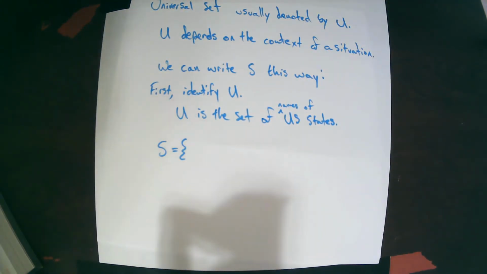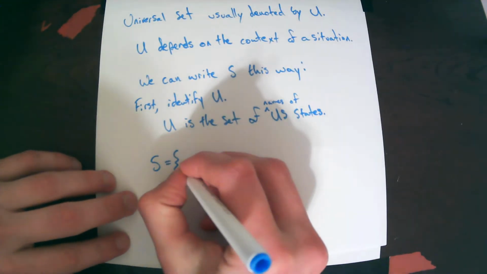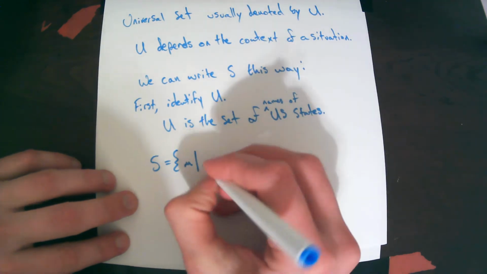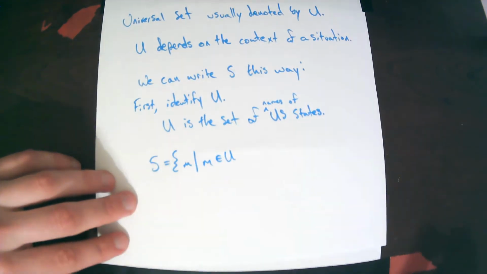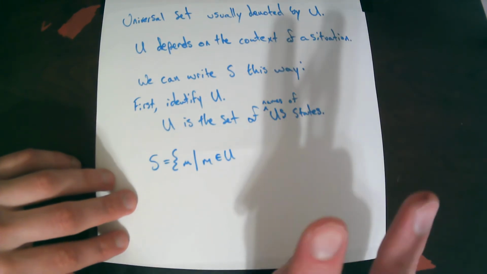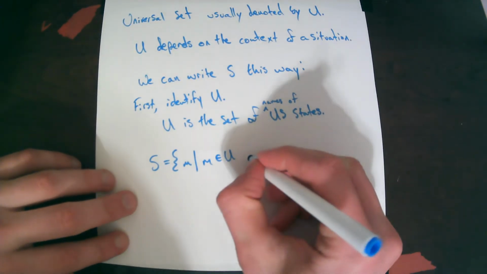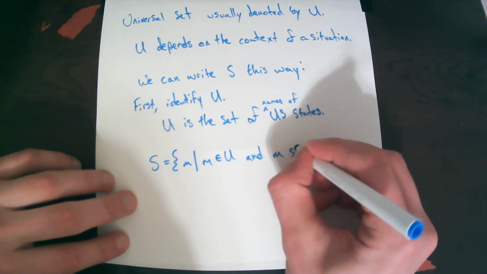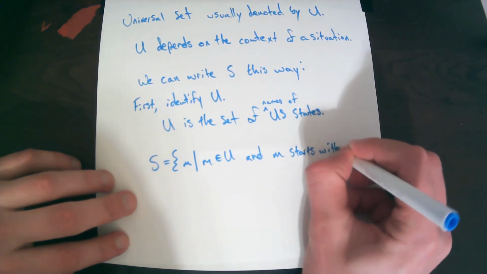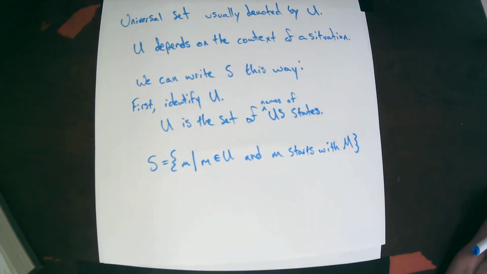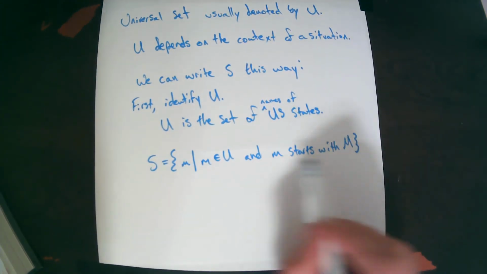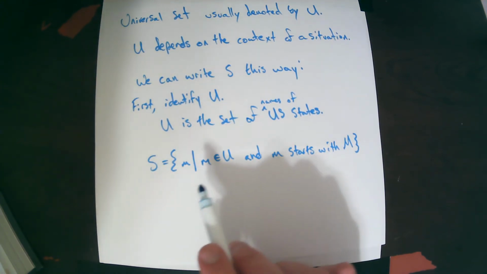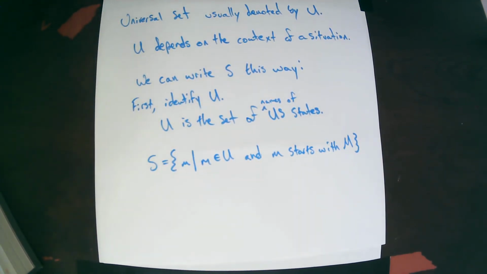But now that I've identified the universal set as being the set of all U.S. states, I could say m, little m, such that m is an element of U. That takes care of the whole "m is a name of a U.S. state." And now I'll say m starts with, well, capital M. A little bit of redundancy here because I picked m as the letter to represent the states that start with the letter M. So, once you've identified a universal set, now you know the context of the problem, you can use it in your set builder notation.